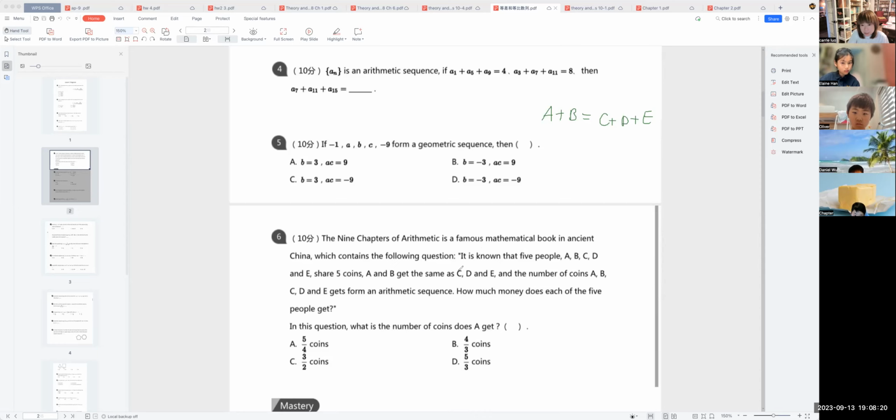If it is like that, the number of coins A, B, C, D, E forms an arithmetic sequence. It is known that 5 people, coin A, B, C get the form an arithmetic sequence. So A, B, C, D, E should have this relationship. So A plus E should equal B plus D, which should equal 2C. Understand, everybody?